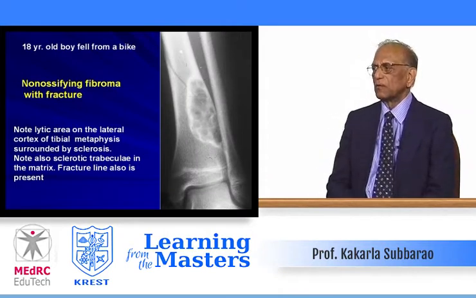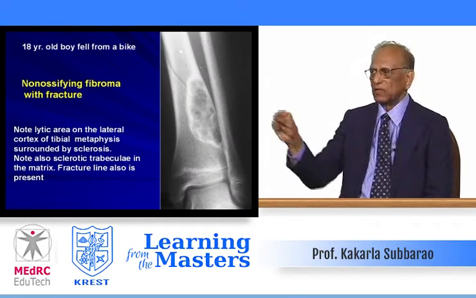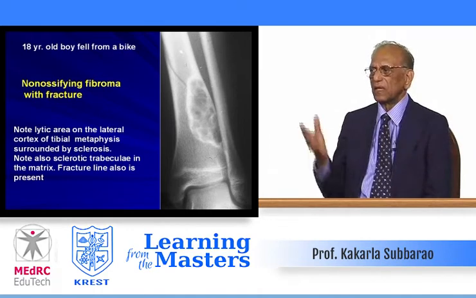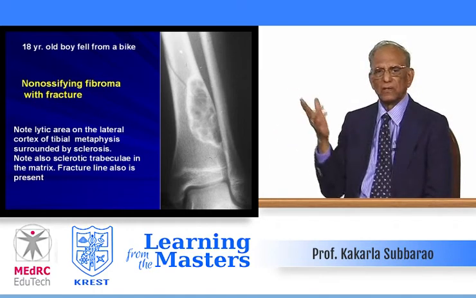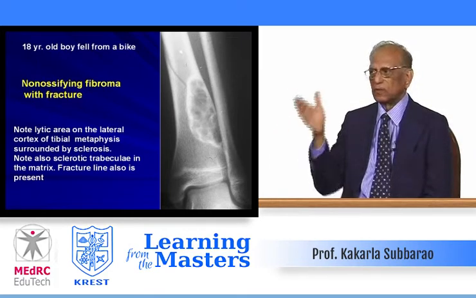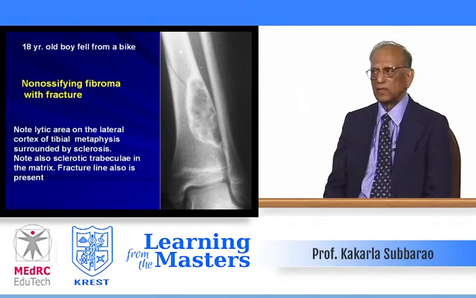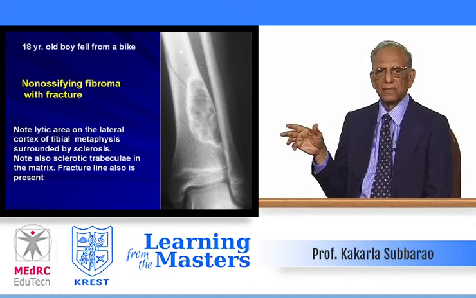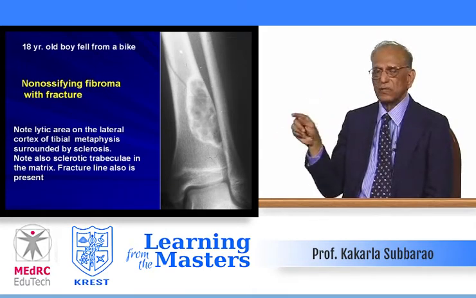An 18-year-old boy fell from a bike. The epiphyses are just fusing. And it is a classical example of non-ossifying fibroma. Of course, the lucent line indicating a fracture is obvious. The lytic area in the lateral cortex, cortically oriented, as I said, is surrounded by sclerosis, that is healing.